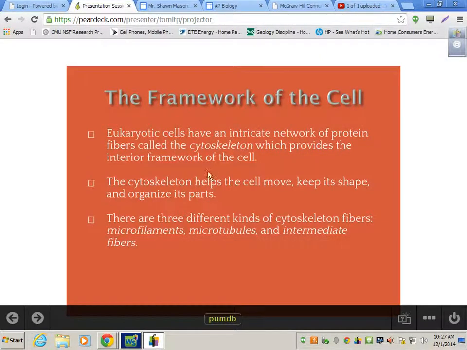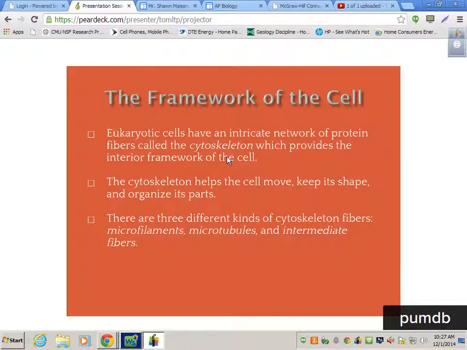So inside of the cell, we have these proteins that are called cytoskeleton. There's actually two types. One is microtubules. The other one is called microfilaments. And the cytoskeleton helps the cell move. It keeps its shape, and it organizes its parts. It acts as sort of the walls within the cell that separate, let's say, the living room from the dining room. And there are three different kinds of cytoskeleton fibers: microfilaments, microtubules, and then there's the ones that go in between. They're not quite a filament, not quite a tubule, so they're called intermediate fibers.